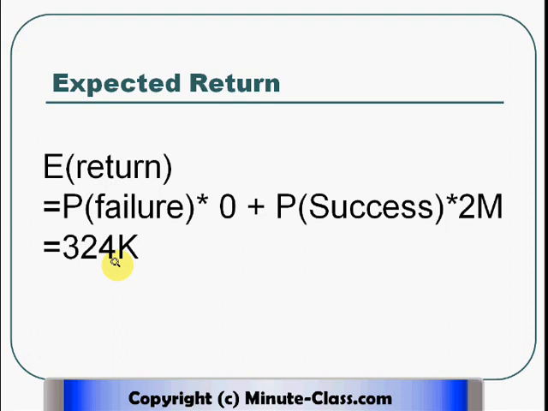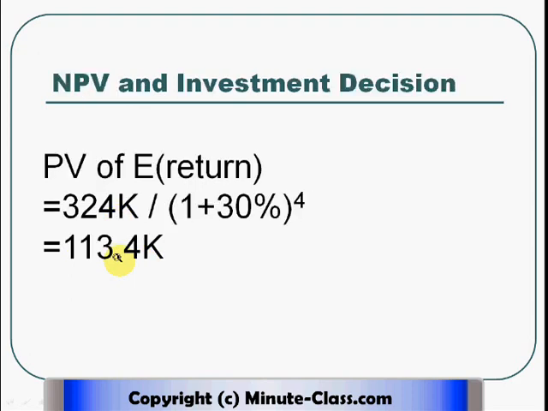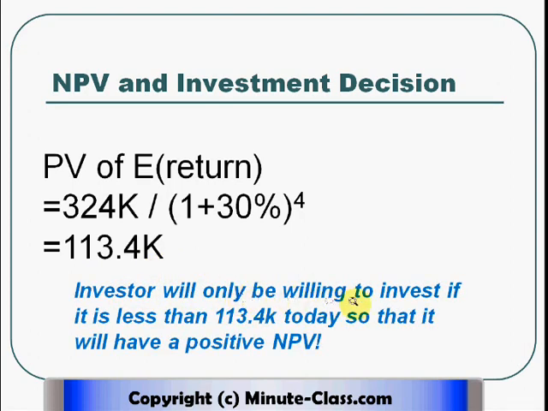Now, to do the investment, we need to know the net present value. So therefore, we have to discount this money by 1 plus 30% to the power 4, which is equal to 113.4K present value. So it means that even if the investment is successful, by taking into account the risk and also the probability of failure, its net present value is only 113.4K. Therefore, the investor will only be willing to invest if it is less than 113.4K today, so that he will have a positive net present value.